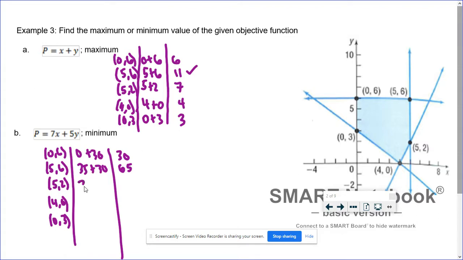Substitute 5 in, you get 35. Substitute 2 in, you get 10. Add them together, you get 45. Substitute 4 in, you get 28. Substitute 0 in for y, you get 0. So you end up with 28. And if I substitute 0 in for x, I get 0. 3 in for y, I get 15. So again, this one was minimizing. So the ordered pair that minimizes this objective function is 0, 3. The minimum value is 15.